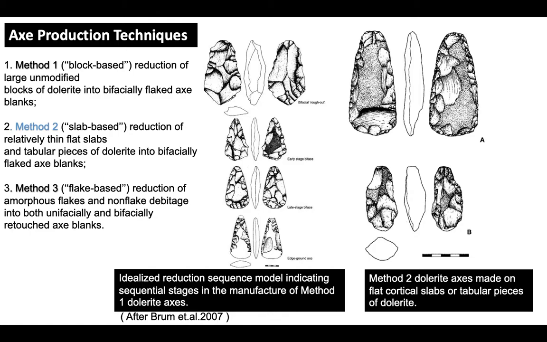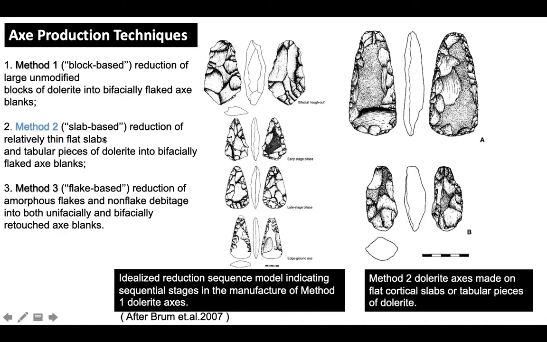First, from the blocks they use the hard hammer technique, and bifacial dropouts are made. Then the second stage, the early stage of the biface, where they made a triangular shape. The next, late stage is where they turn it into almost the preform of a Neolithic axe, and finally the edges of the axes are ground. Now the second method is what?